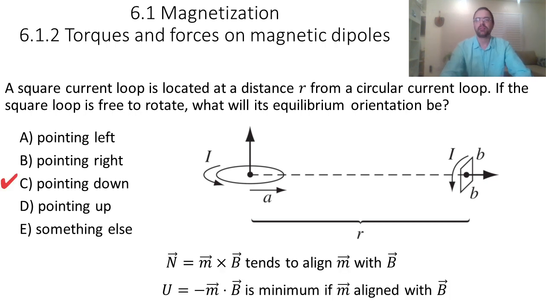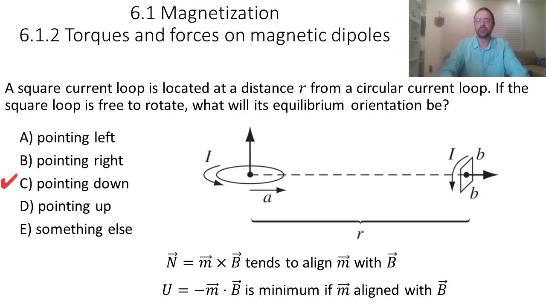Okay, if you answered that it will be pointing down, you're correct. Again, remember that the circular loop is going to create a magnetic field which is pointing downward at the location of the square loop. Right, you have the magnetic field loops like this. And so because the square loop also has a magnetic moment, the magnetic field will create a torque on the square loop, which will tend to align the magnetic dipole moment with the direction of the field B. So B is pointing down, the square loop will rotate to have its moment pointing down.